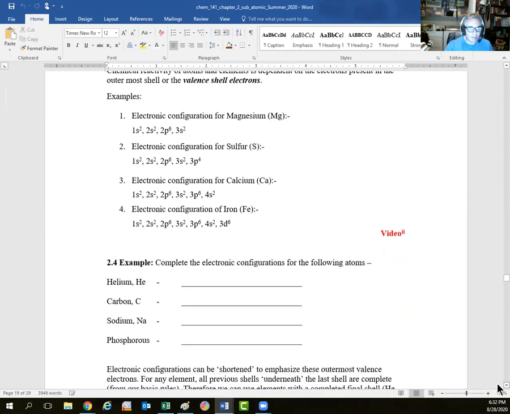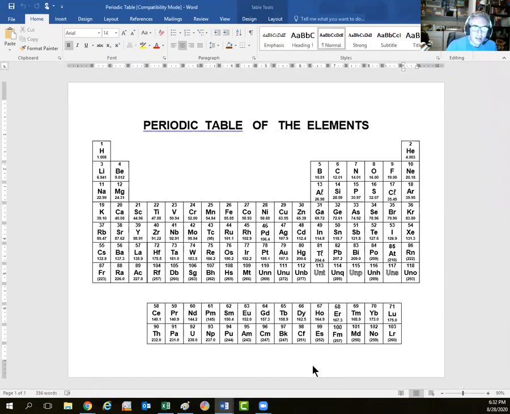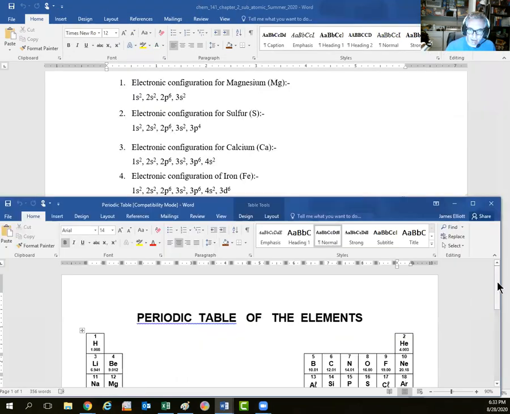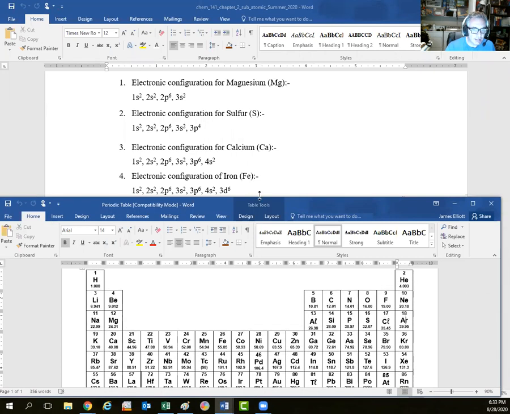Let's look at some more. I wonder if I can get the periodic table on the page at the same time here. Might work. Yep, looks like it is.